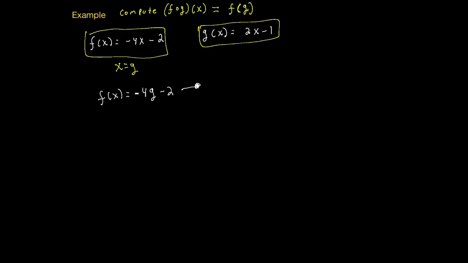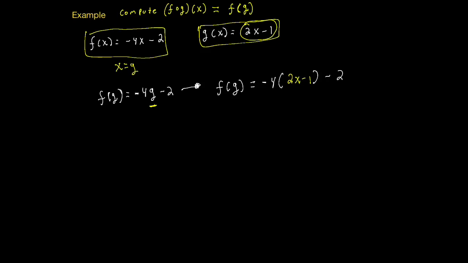Sorry, let me change this. This is supposed to be f of g. So f of g is going to equal negative 4, and then this g is going to become 2x minus 1. So I'm going to write 2x minus 1.